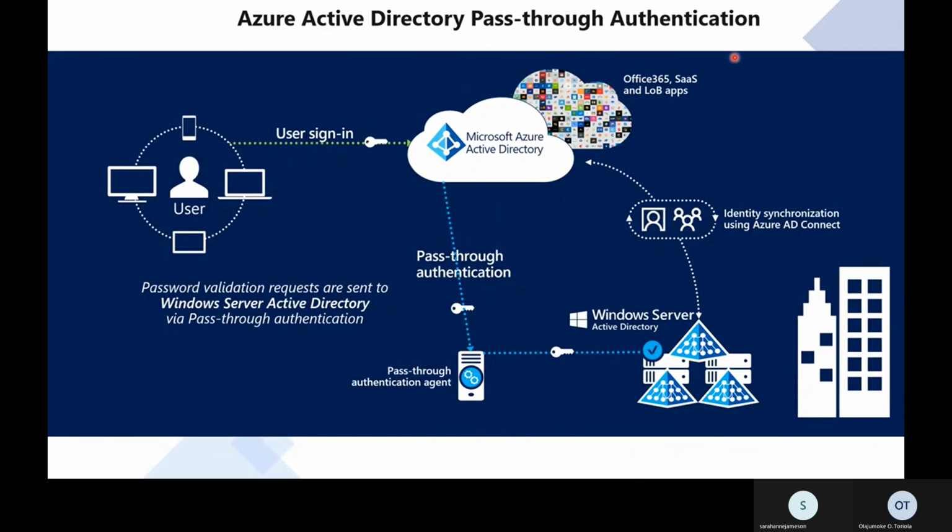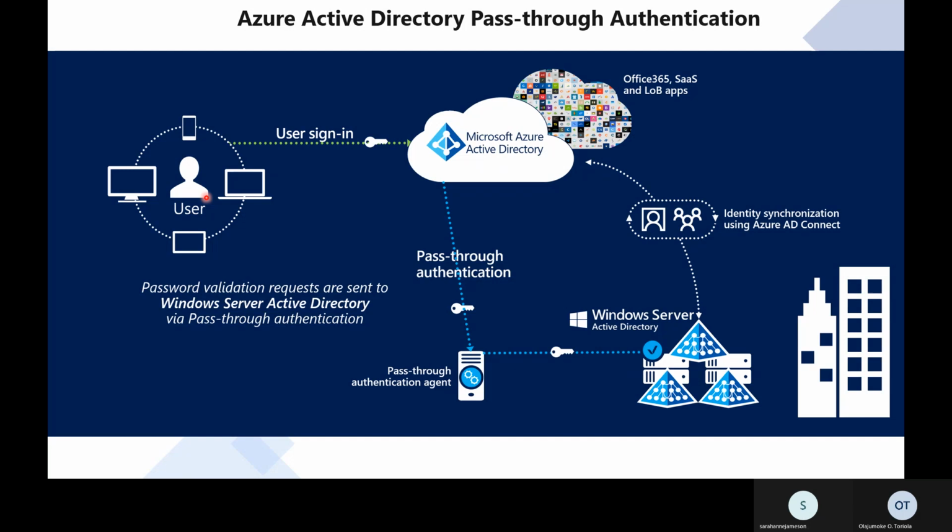Now let's look at pass-through authentication. What happens here is this. Just the same thing, you have your on-premise Active Directory, and on it you have a pass-through authentication agent running. At that point, identity synchronization is done with AD Connect, so it syncs everything to Azure AD.